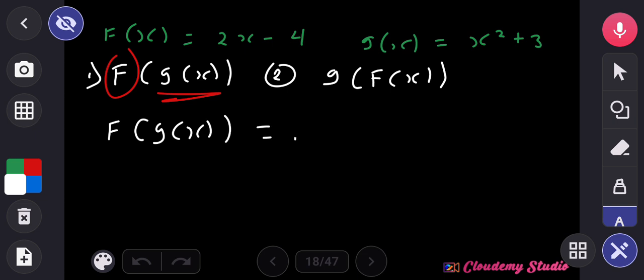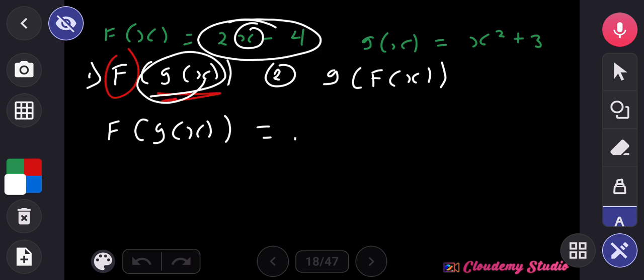What we are going to do is take the f of x itself. So whenever we see x, we are going to replace it with g of x. Look at how we're going to write it. What is f of x? That is 2x minus 4. Whenever we see x, we are going to put g of x. So it becomes 2g of x minus 4. That is basically what you are going to do.